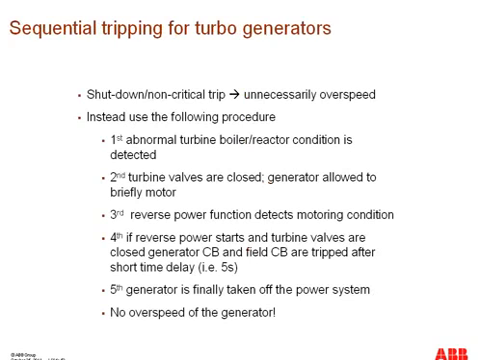In both these cases, sequential tripping can be used to mitigate the impacts of overspeeding before finally tripping the generators. And these are the steps which can be programmed in any modern relay by using the configuration tool.